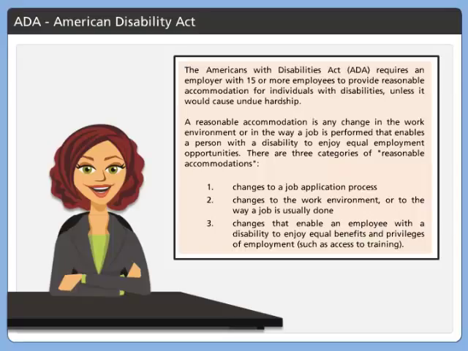There are three categories of reasonable accommodation. 1. Changes to a job application process. 2. Changes to the work environment or to the way a job is usually done. 3. Changes that enable an employee with a disability to enjoy equal benefits and privileges of employment, such as access to training.